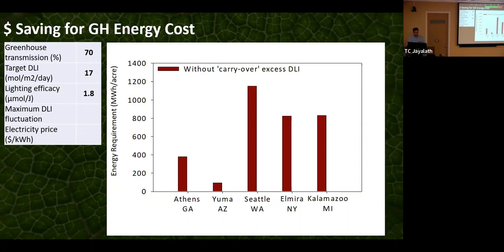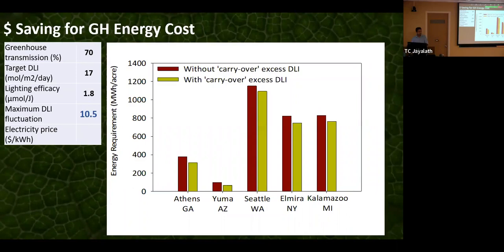And this is the energy requirement without considering our new concept. And when we consider our new concept by providing maximum DLI fluctuations of 10.5, this is the new energy requirement for acre of greenhouse lettuce production. And we calculate that into a dollar value by considering 10 cents per kilowatt hour. You can see in some regions, growers can save almost $8,000 per year, but just for 1 acre of greenhouse lettuce production. So for growers with multiple acres of greenhouses, this is going to be a huge savings.